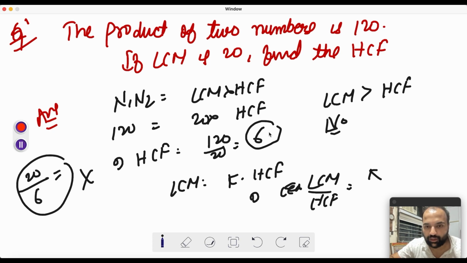Okay, if it is given, just think for a moment what is happening. It should always satisfy these two equations. One is this, and the second is LCM is always K into HCF. Always these two equations it should satisfy. Okay, we'll do another question now.